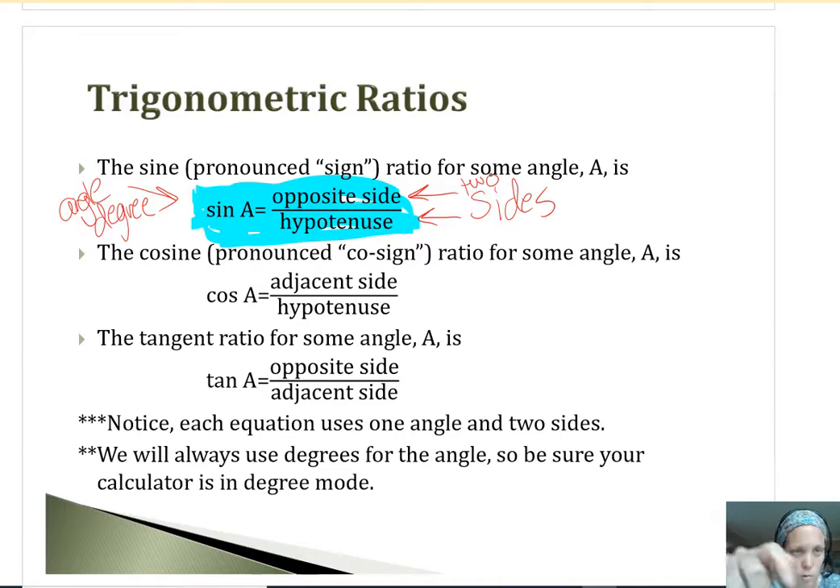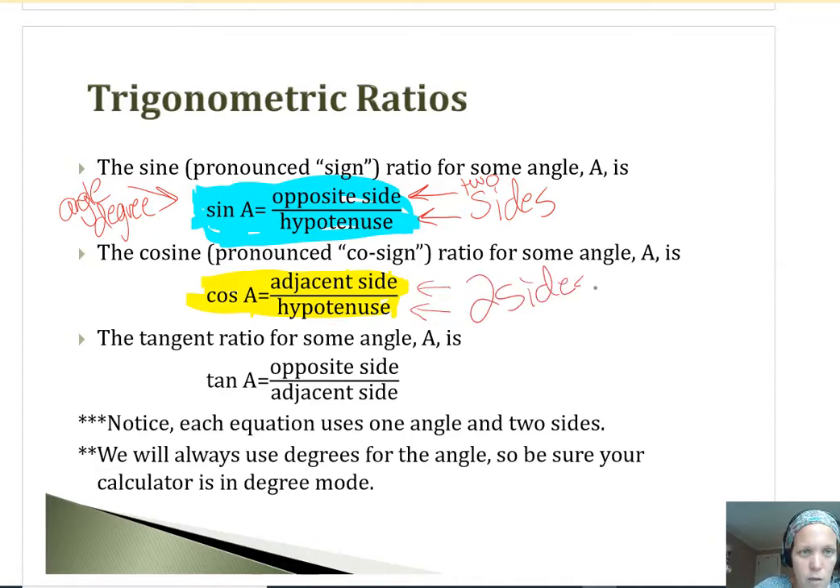Then the next one is cosine. Cosine is the adjacent side over the hypotenuse. Again, angle on the left side for that capital A, and then two of the sides. And then same with tangent. Tangent is the last formula. There are three of them, and I'll tell you why in a second. With these three, again, angle on the left side, two sides over here.